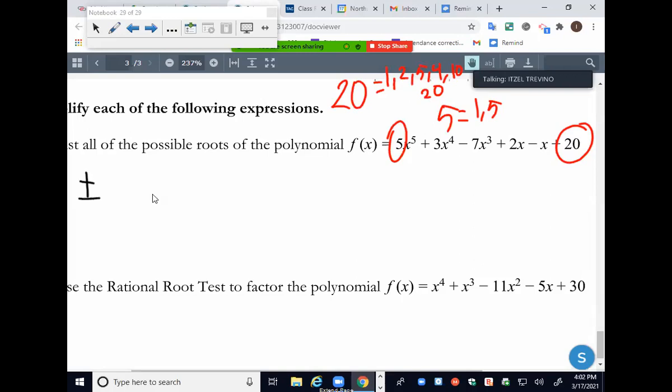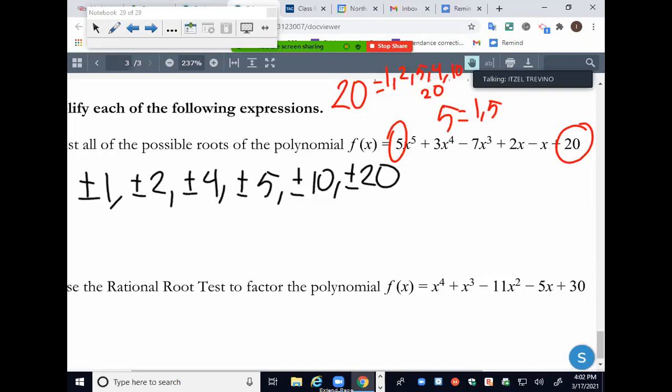So we're going to have plus or minus 1. Everything that's over 1, I'm just going to leave it as a whole number. Okay, plus or minus 2, 4, 5, 10, and 20. Okay, so that's all of the constant multiples over 1.